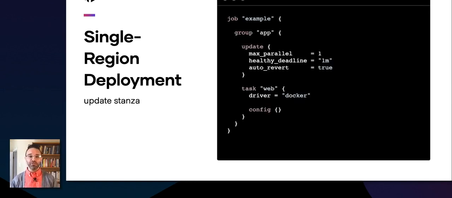So this is an example of a single region deployment's update stanza. We have max parallel set to 1, so we're deploying one allocation at a time. We have a healthy deadline of 1 minute, and auto revert set to true. So if any allocation takes more than 1 minute to become healthy, we revert the entire deployment.